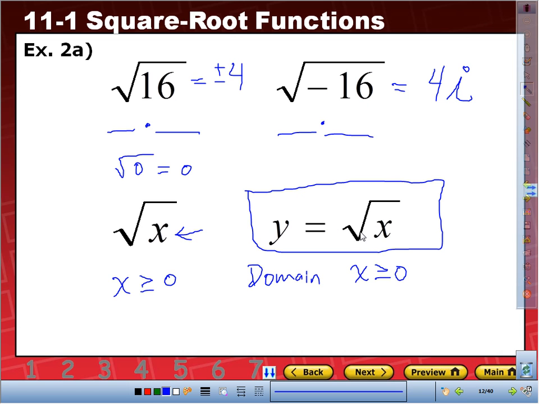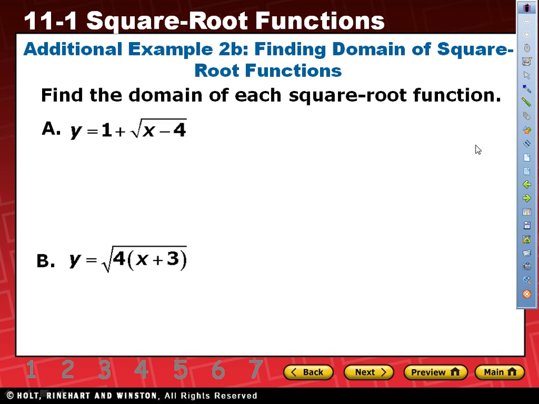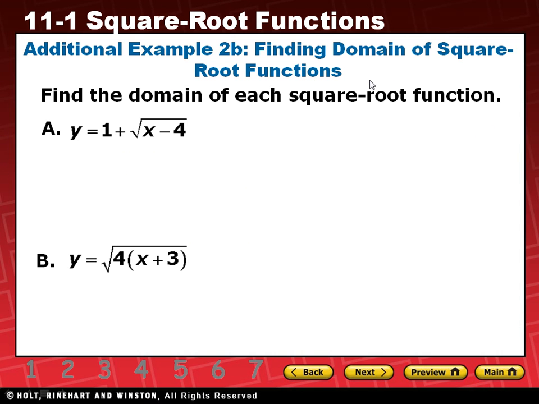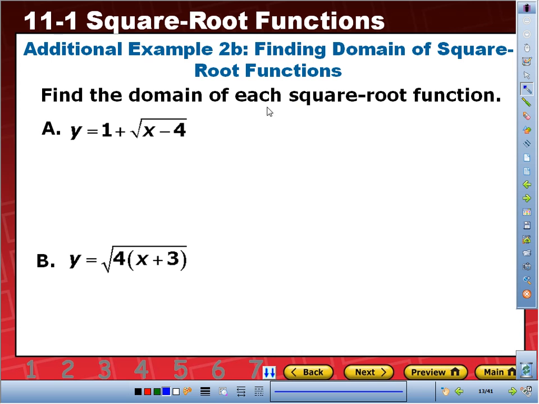Are they all going to be this simple? No. Watch this next one. Copy this next one down. Example 2B. Funner. Here it goes. Copy these. It says, find the domain of each square root function. We have y equals 1 plus the square root of x minus 4, and y equals the square root of 4 times x plus 3. Copy those, and we're going to do those together first.